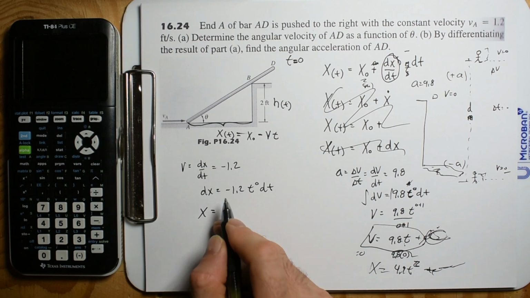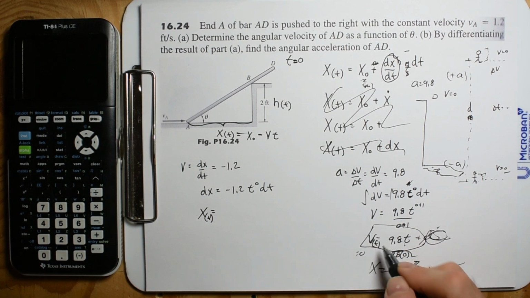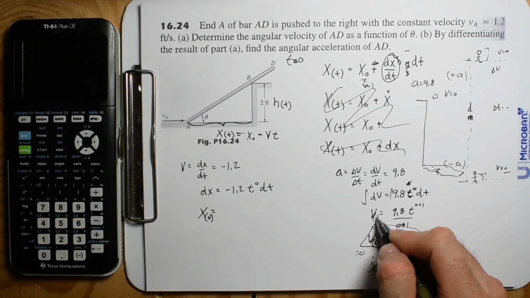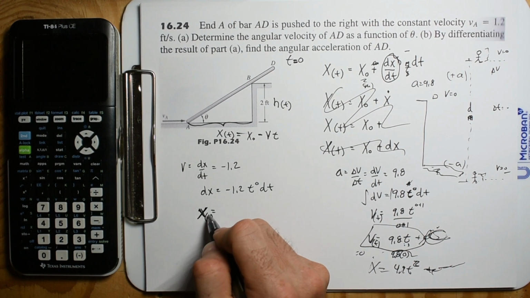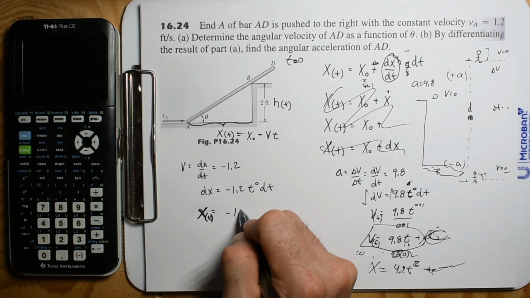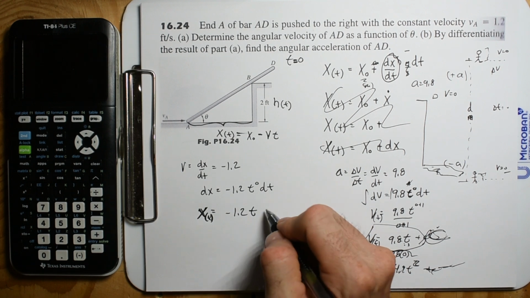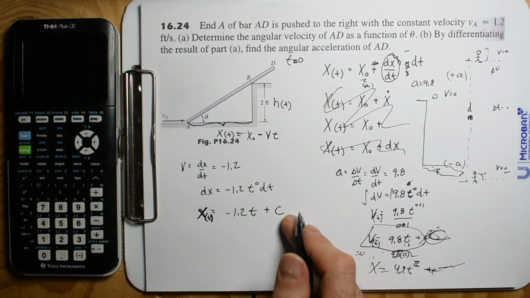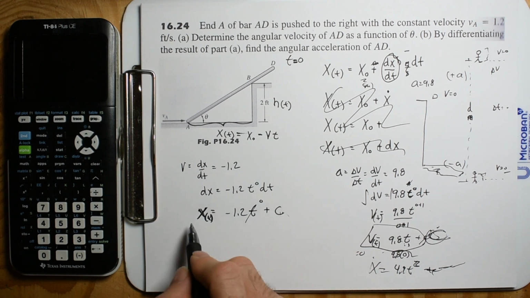We can say our position as a function of time. That's literally what this is. This is a function of time, so you can put that little notation right there. This is a function equation, and we're going to have negative 1.2 t. Sweet. Plus the constant. And in this case, when time is 0, what's our initial position?